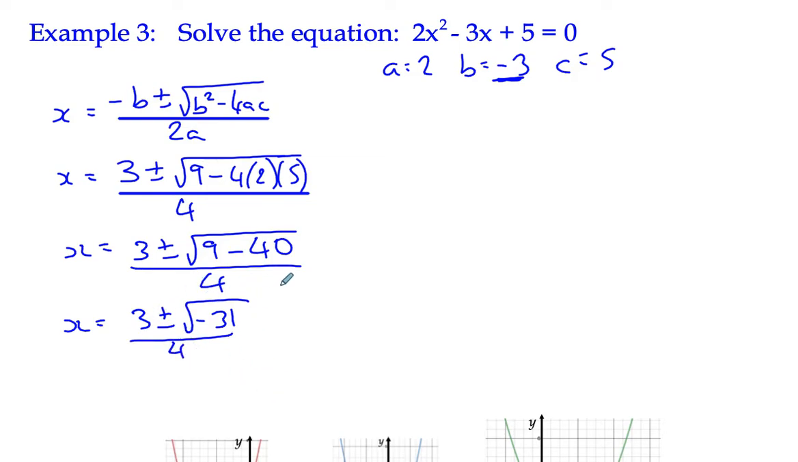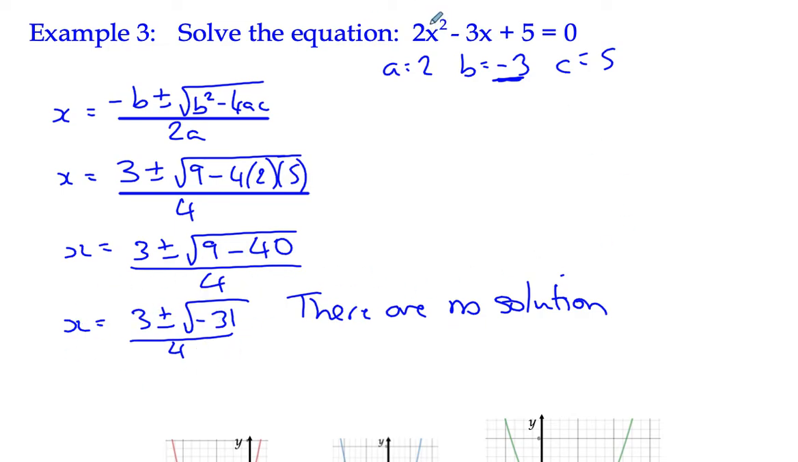Now, we have a major problem here because you can't get the square root of a negative number. Try it on your calculator. There isn't a number that multiplied by itself gives us negative 31. In other words, because that doesn't exist, we can say that there are no solutions. So we found one of our quadratic equations, normally there's 2 solutions, sometimes you get 1, but there are some situations where there aren't any solutions.